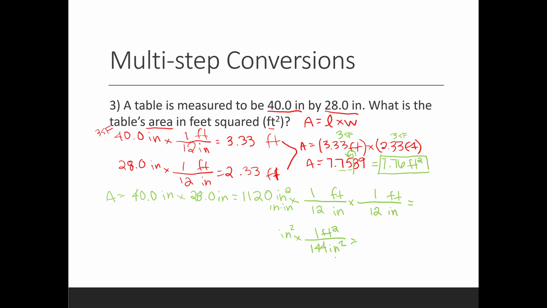1120 divided by 12 equals 7.78. So we are right in that same realm. The difference here is because of rounding, okay? So because of rounding, our answers look a little bit different, okay? Here, 1120 divided by 144, we're going to get the same thing, 7.78. And this is both feet squared.